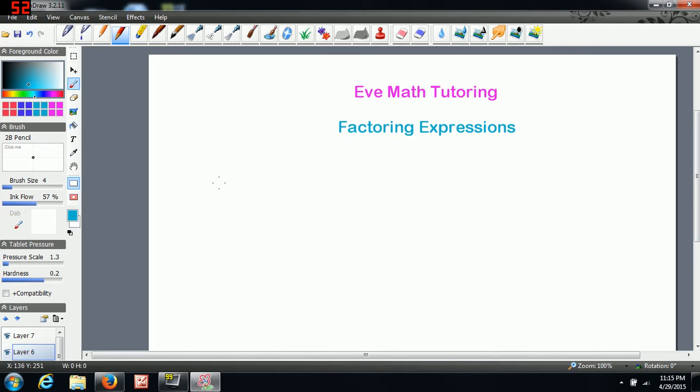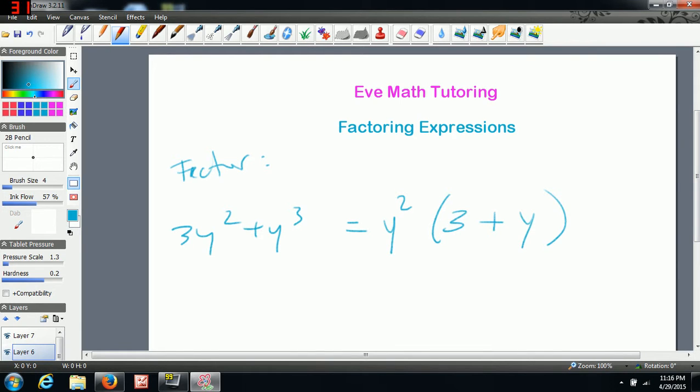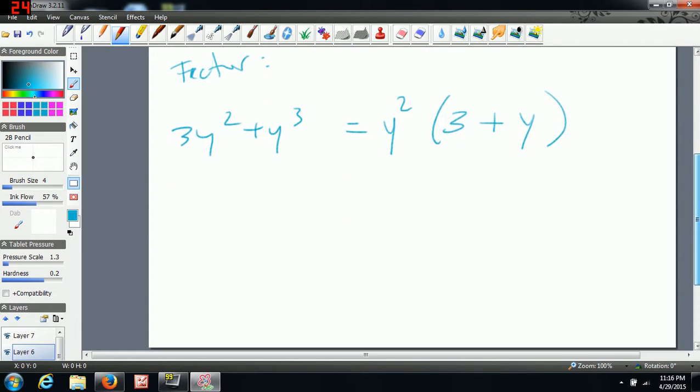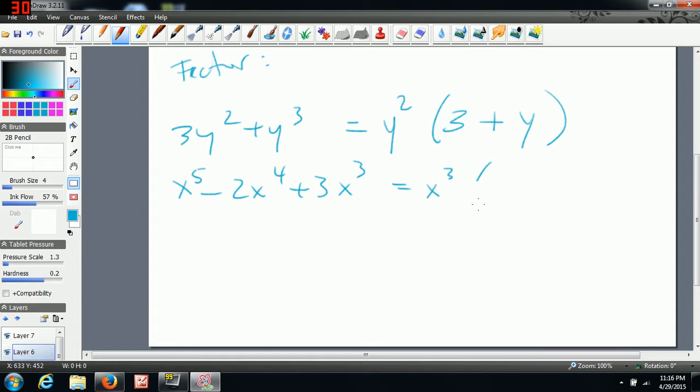So let's try a few other examples. Let's try factoring the following. You're given 3y squared plus y to the 3. For this one, the biggest power you can take out is y to the 2, so you're going to be left with 3 plus y. Then you have x to the 5 minus 2x to the 4 plus 3x to the 3. The biggest thing you can take out of here is x to the 3, so you're left with x to the 2 minus 2x plus 3.